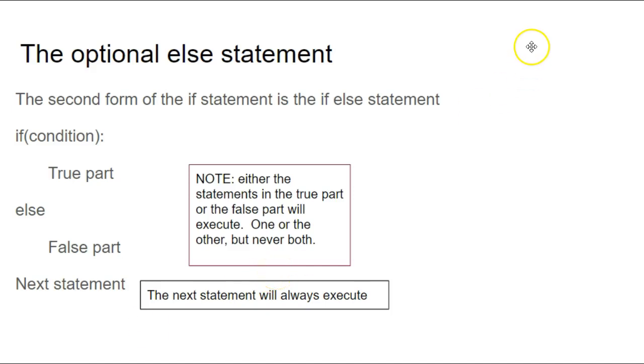The next form of the if statement is the optional else. So here, I come in and I say if the condition is true. If it is, I do the true part, whatever's in here. Skip this else and do the next statement. If the condition is not true, then I skip the true part and come in here and do the false part and then the next statement. Either this or this will fire, never both. So either I'm going to do the true or the false. Always do this.